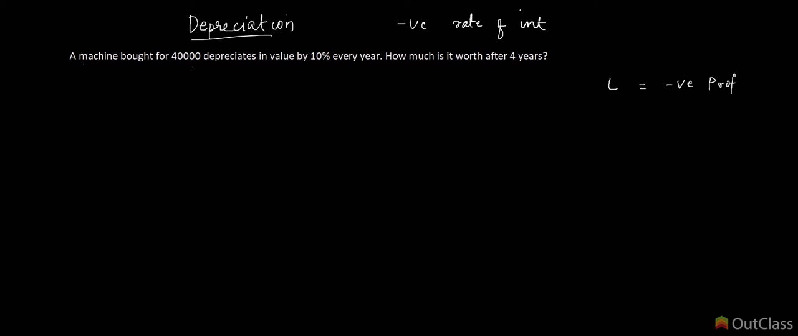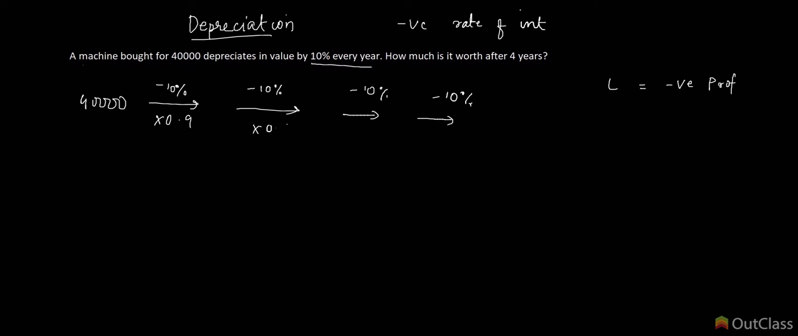You have a machine bought for 40,000, depreciates in value by 10% every year, and usually depreciation is annual compounding. How much is it worth after 4 years? So it starts at 40,000 and then reduces by 10%, and the new value again reduces by 10%, and 10% and 10%. That is all it is. So it's basically into 0.9 into 0.9 into 0.9 into 0.9, and if you want a formula, that will be amount is principal into 1 minus d the whole raised to t.